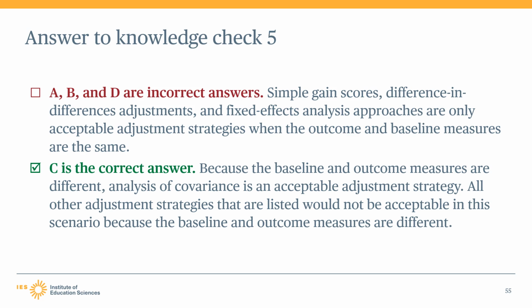Reviewers can review pages 57 through 59 of the handbook, version 5.0, for a reminder of the types of adjustment strategies that are appropriate, depending on whether the outcome measure has a pretest in the same or overlapping outcome domain.